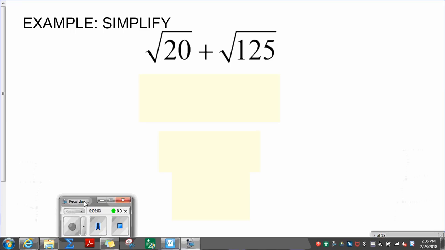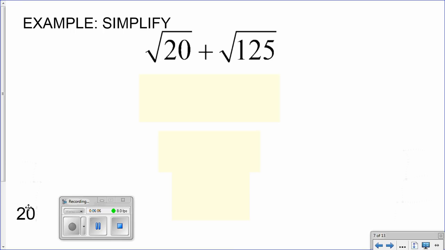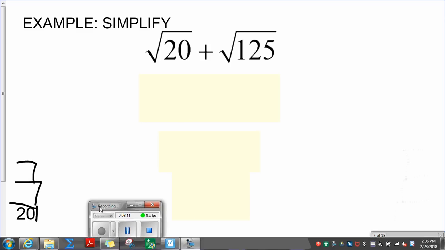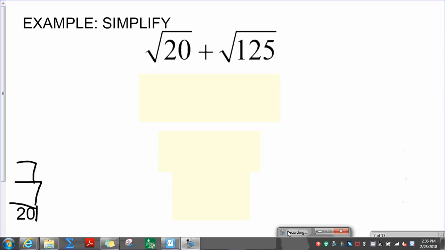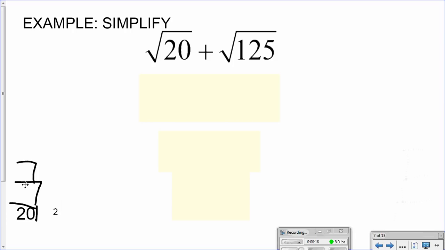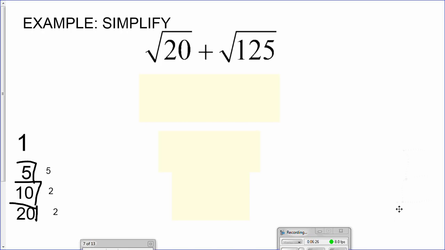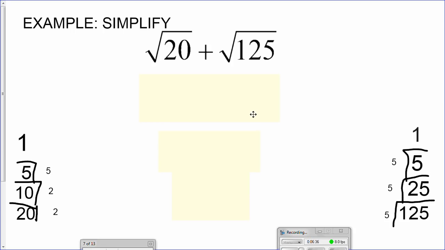So we try that. Alright, so 20. I make my birthday cake. 2 goes into 20. So 2 goes into 20, leaving me with 10, which 2 goes into that, leaving me with 5, which 5 goes into that, giving me my birthday candle. Over here, 125, just doing it all at the same time. 5 goes into that, I get 25, 5 goes into that, I get 5, 5 goes into that, I get my candle. Okay, so I rewrote it out.